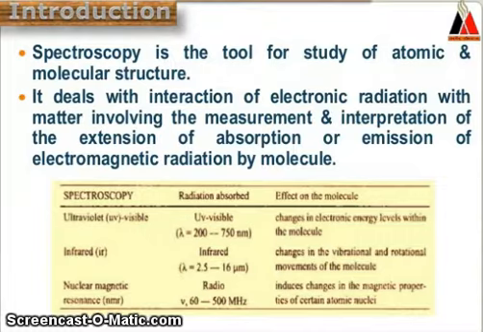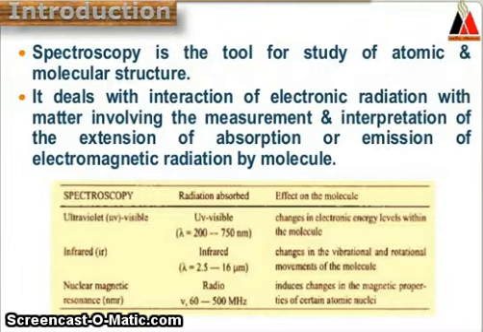Spectroscopy. What is spectroscopy? Spectroscopy is the tool for the study of atomic and molecular structure. It deals with the interaction of electromagnetic radiation with matter, involving the measurement and interpretation of the extent of absorption or emission of electromagnetic radiation by molecules.